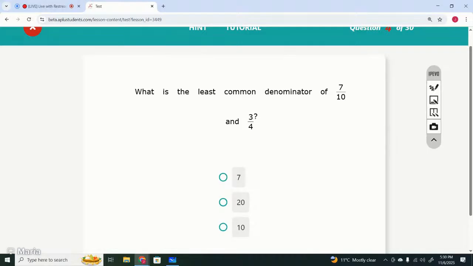What is the least common denominator of 7 over 10 and 3 by 4? So which is the correct option?